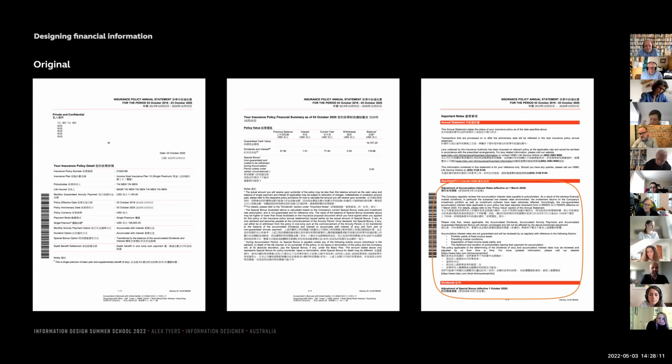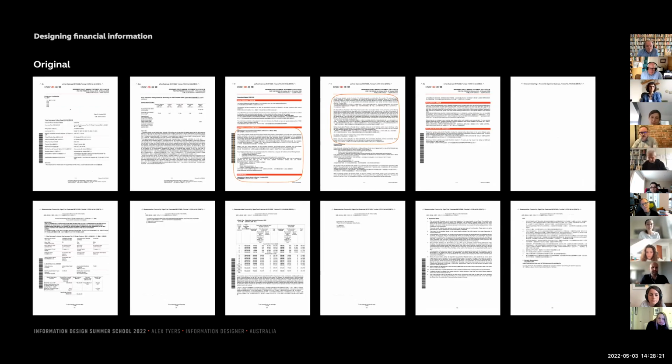So this is the original design for a life insurance policy. It's full of notes, full of text. This is how long it runs for. It's got blanks. So there's a few issues with production for this, where they've basically tacked one document at the end of the other, which is why you get these blank pages.